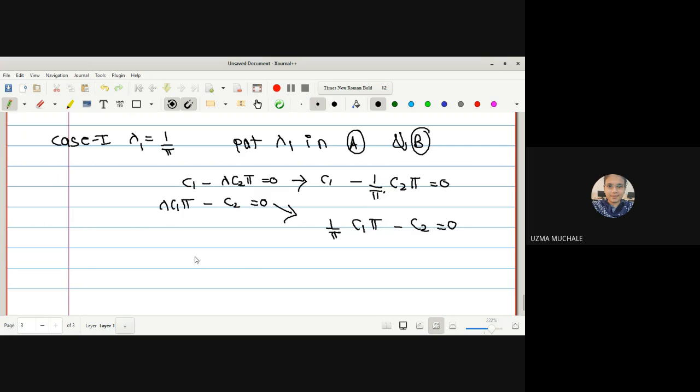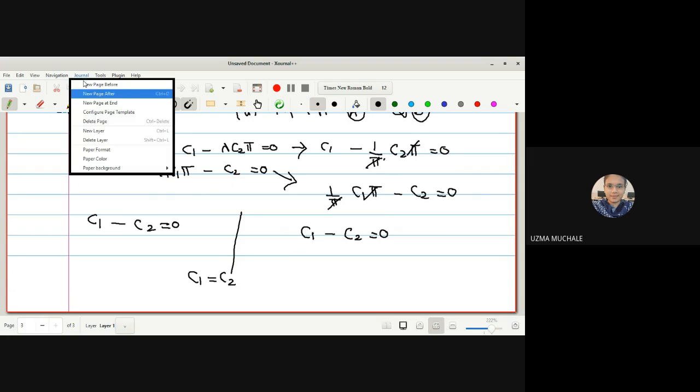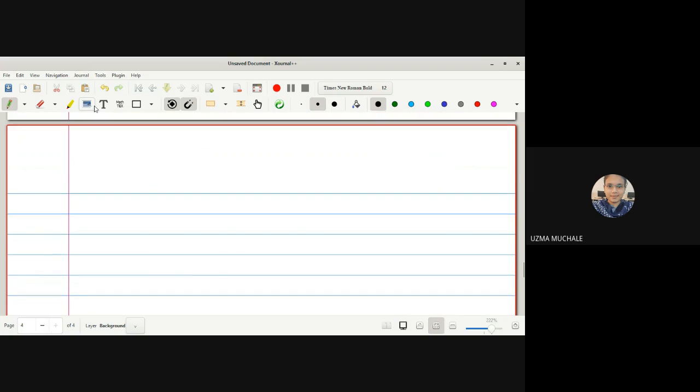Okay, let us solve these equations simultaneously. So the equation we get is C1 minus C2, as this pi gets cancelled, equal to 0. And what about this? Again this pi gets cancelled. We get C1 minus C2 equal to 0. From these two equations, what do I get as the resultant? C1 is equal to C2. Correct? Yes, ma'am. So what you have to do now? We have to substitute this value C1 equal to C2 in equation 2.